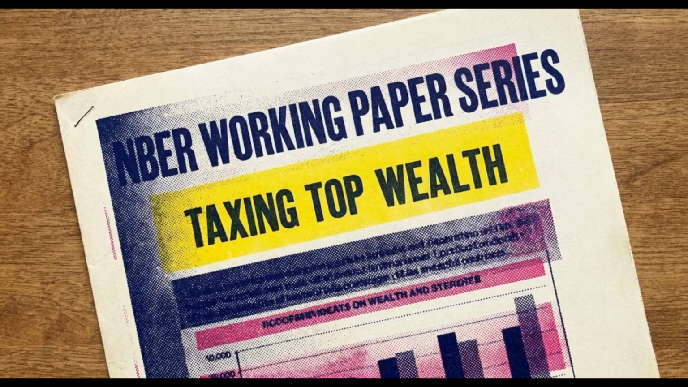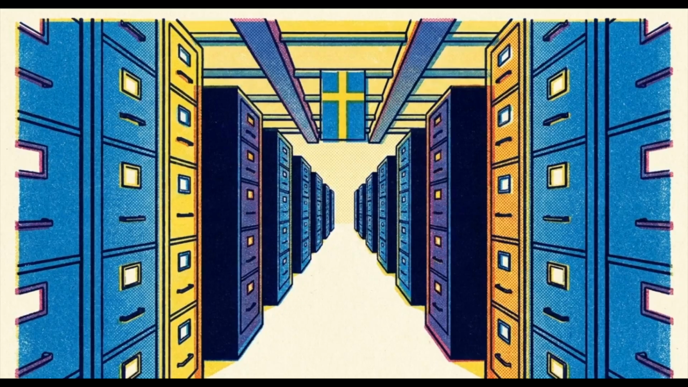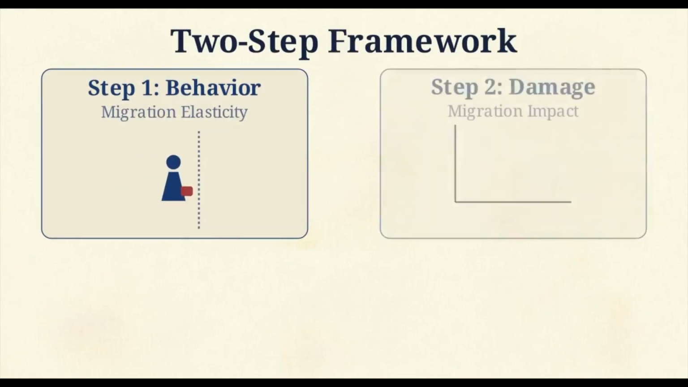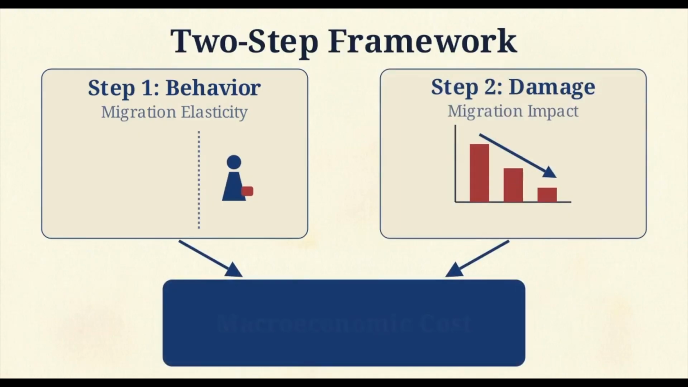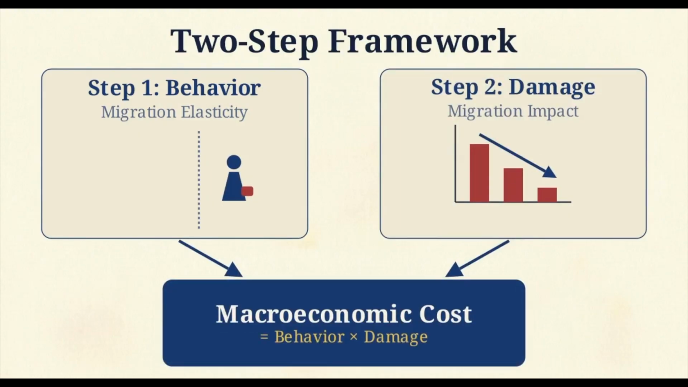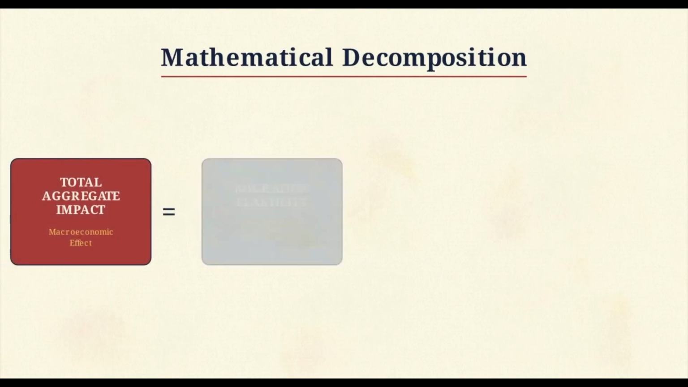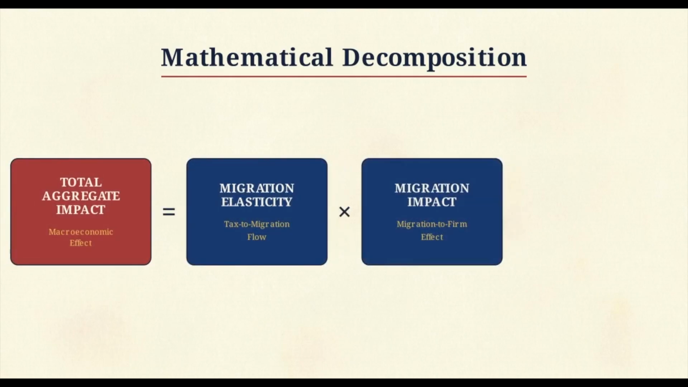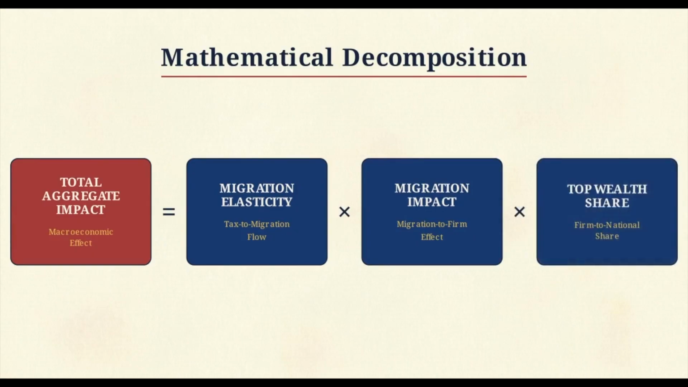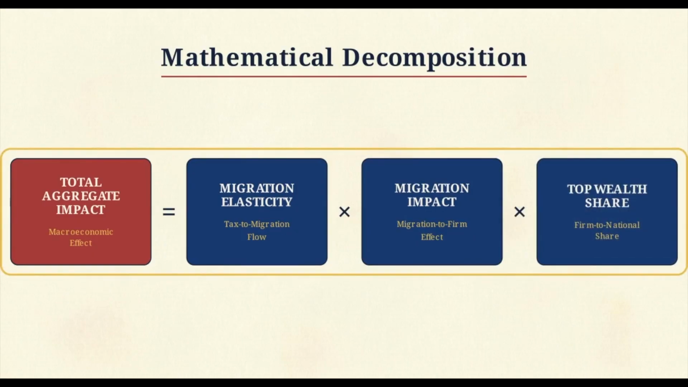A 2024 working paper from the National Bureau of Economic Research bypasses this roadblock. Using decades of exhaustive administrative tax data from Sweden, the researchers built a two-step framework to isolate the macroeconomic cost of millionaires leaving the country. To do this, they break the problem down into the single mathematical framework you see here. The total aggregate economic impact equals the migration elasticity, multiplied by the migration impact, multiplied by the top wealth share.